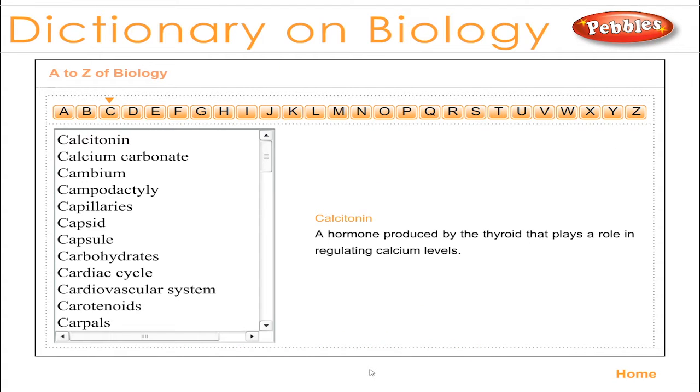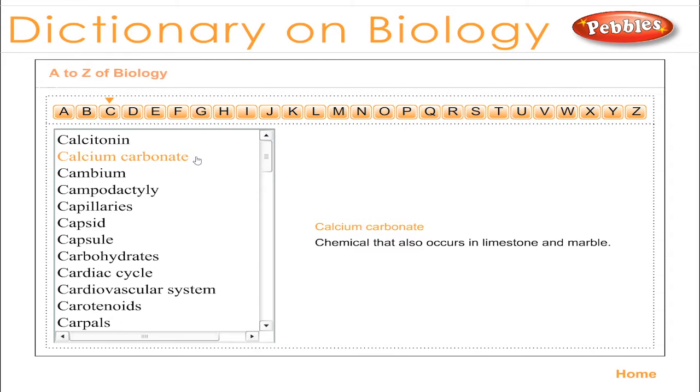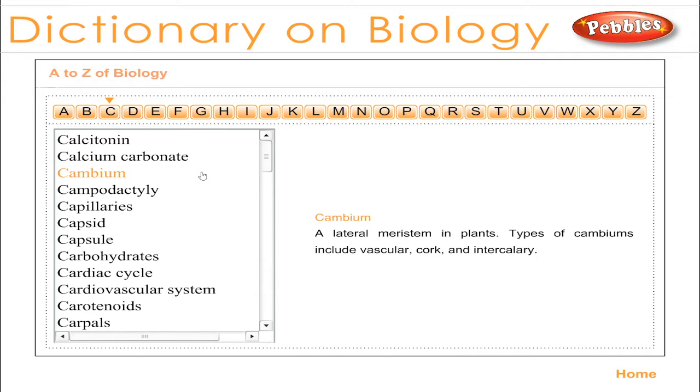Calcitonin, a hormone produced by the thyroid that plays a role in regulating calcium levels. Calcium carbonate, chemical that also occurs in limestone and marble. Cambium, a lateral meristem in plants. Types of cambiums include vascular, cork, and intercalary.